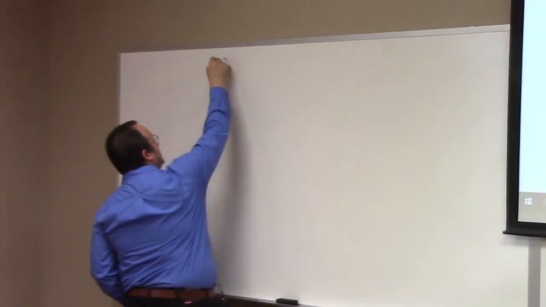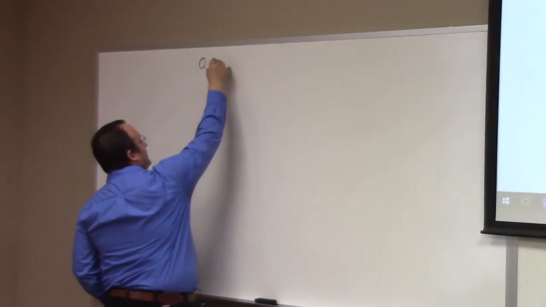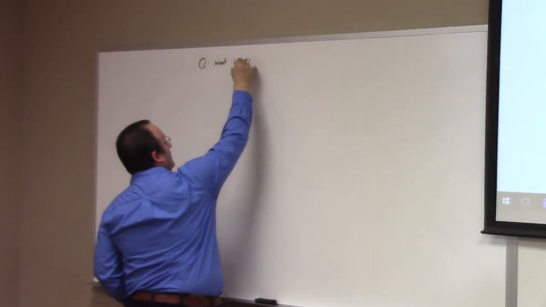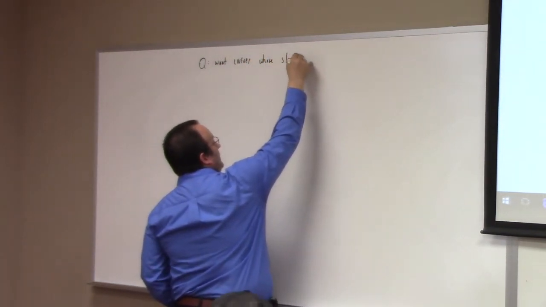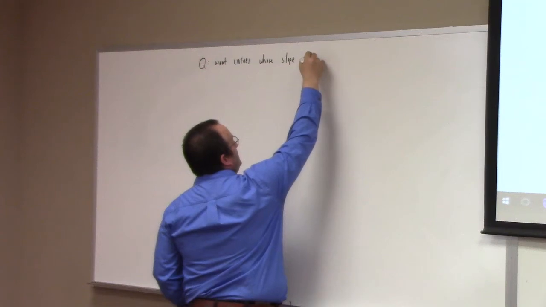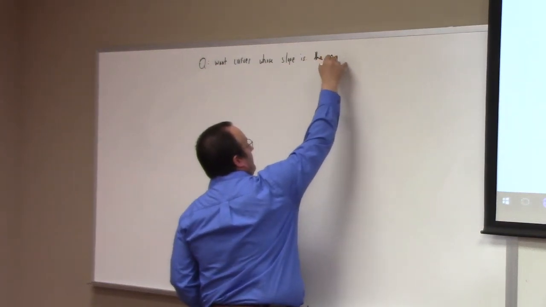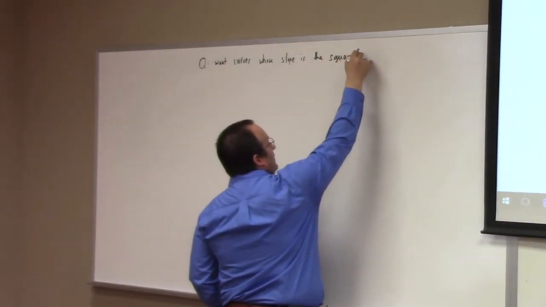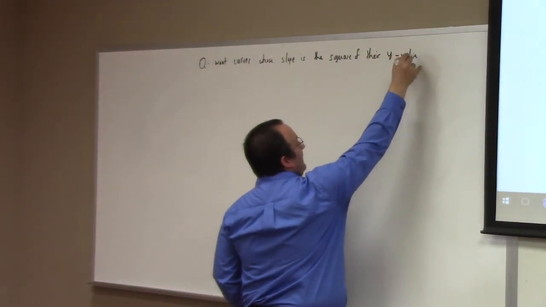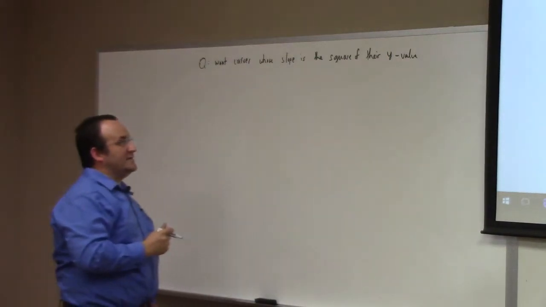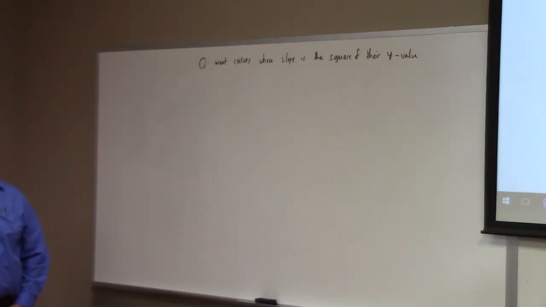Here's a question. Suppose you want curves whose slope is the square of their y value. I mean, this one's kind of stupid, right? What differential equation would you solve?